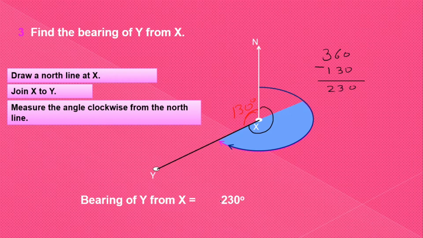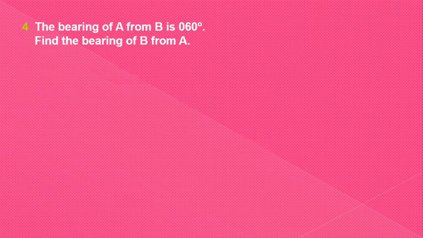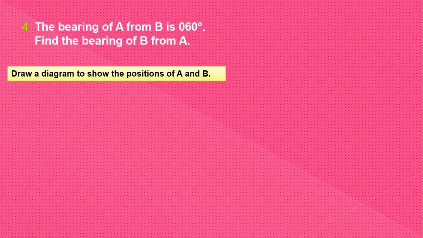Okay, let's move on to the next question. The bearing of A from B is 60 degrees. Find the bearing of B from A. Draw a diagram to show the positions of A and B. So what we know here is the bearing of A from B. So the first thing we are going to locate is point B. From B, the bearing of A is 60 degrees.